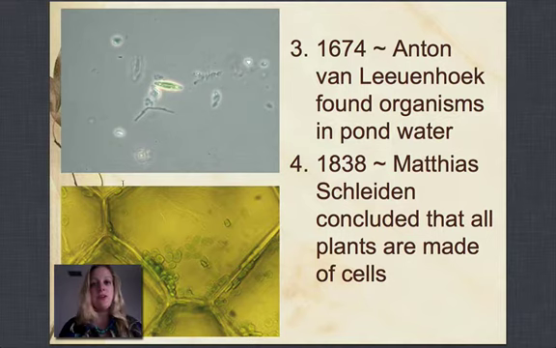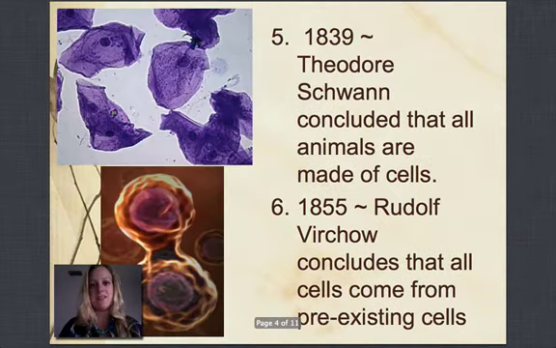Then about 200 years later, in 1838, Matthias Schleiden concluded that all plants and animals must be made of cells. And the reason this came about is because everywhere they looked at all the plants and all the animals they saw, they took samples under the microscope and saw that they too were made of cells.